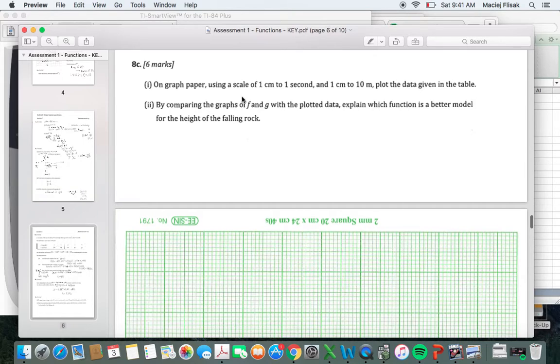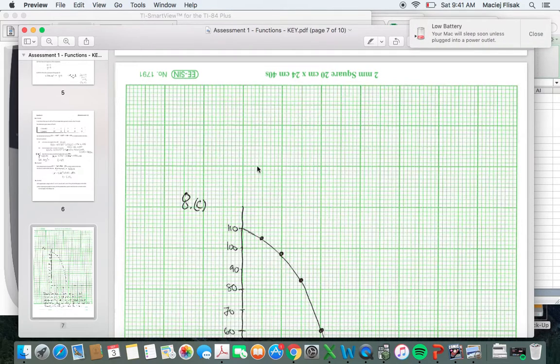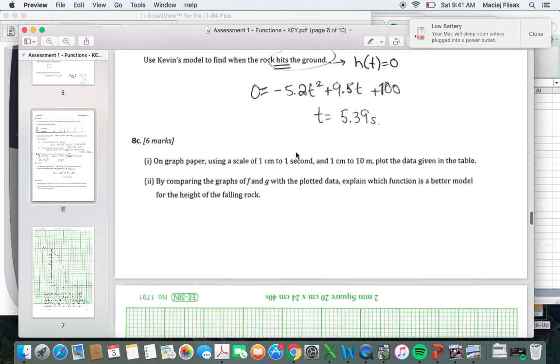On graph paper, using a scale of 1 centimeter to 1 second. Okay, so this graph paper you're using, you should know now that one of these long squares here, not those little ones, those are too small to be 1 centimeter, but these long ones are all 1 centimeter. It often does this on IB exams. It gives you proper graph paper and it says how to scale it. So one of these is going to be scaled to what? What did it say? 1 centimeter is 1 second.